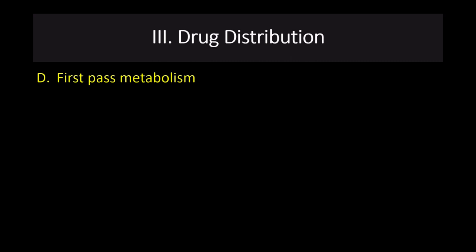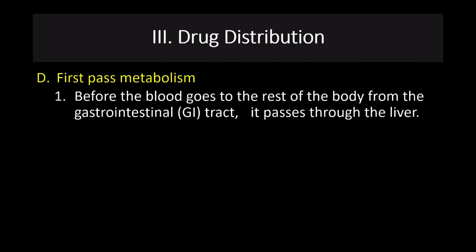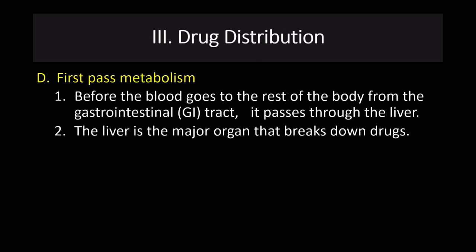Next really important part of understanding how drugs get distributed is what we call first-pass metabolism. So before the blood goes to the rest of the body from the GI tract, it passes through the liver. So anytime you have oral administration of a drug, the drug will go through the liver first. So whatever drug you are taking, it's only what gets out of the liver that's going to have an effect on you or your behavior.